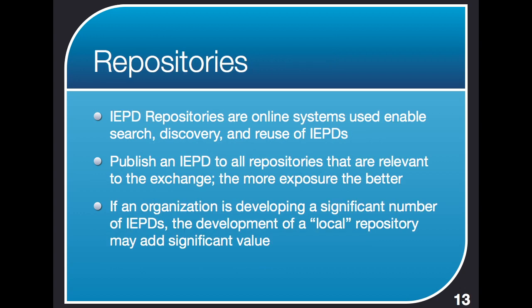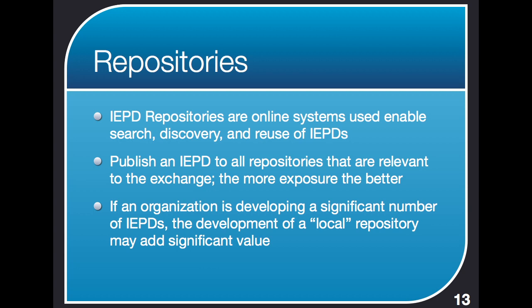So how do you publish these things? Well, generally it means uploading it to some sort of repository. IEPD repositories are online systems that enable search, discovery, and reuse of IEPDs. Publication generally consists of uploading something to the repository and adding in some of the metadata. So if you've used the Work with IEPDs tool that Georgia Tech has, that tool also acts as a repository. So you upload all your pieces to it, and it can return you a packaged up IEPD, but it also doubles as a repository for those IEPDs.